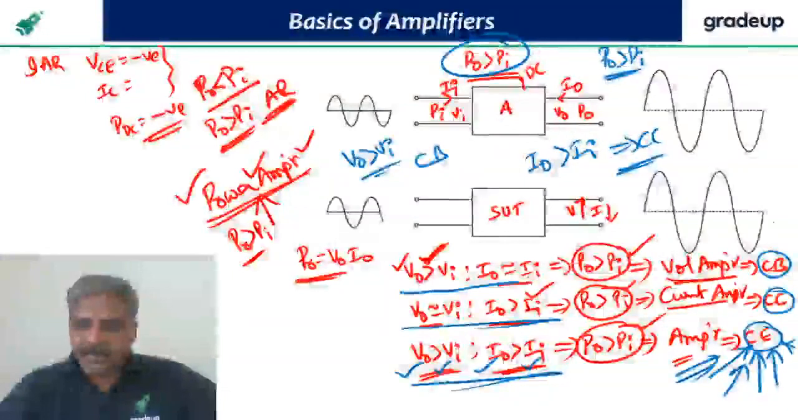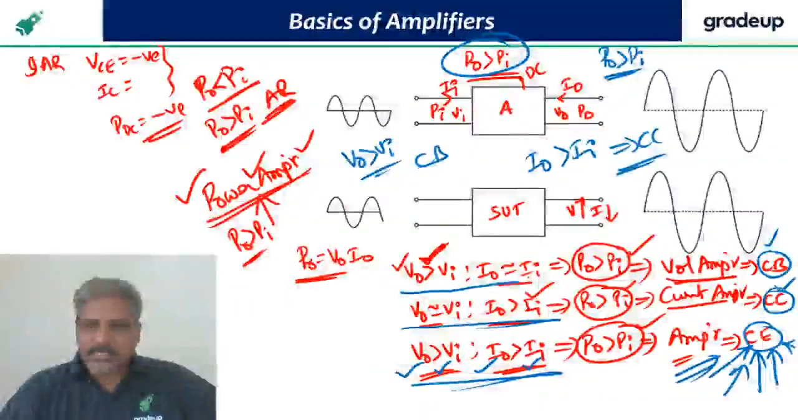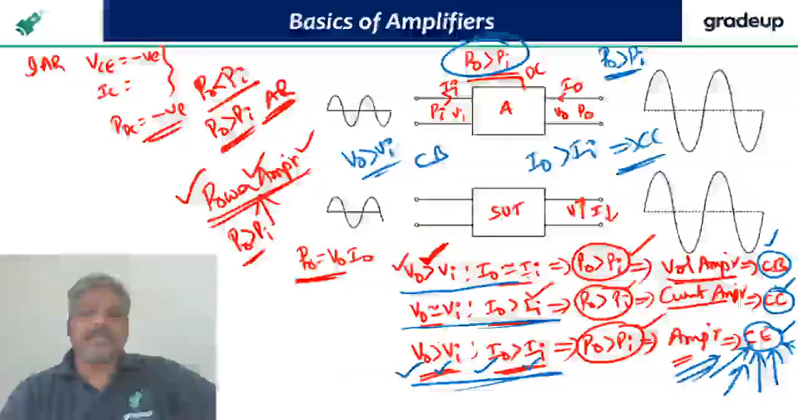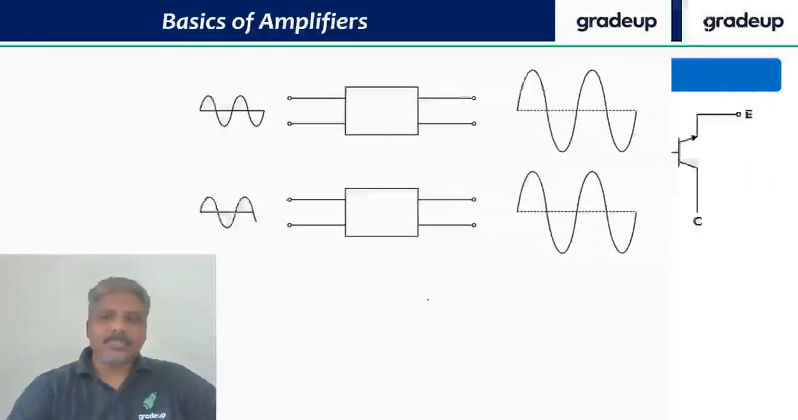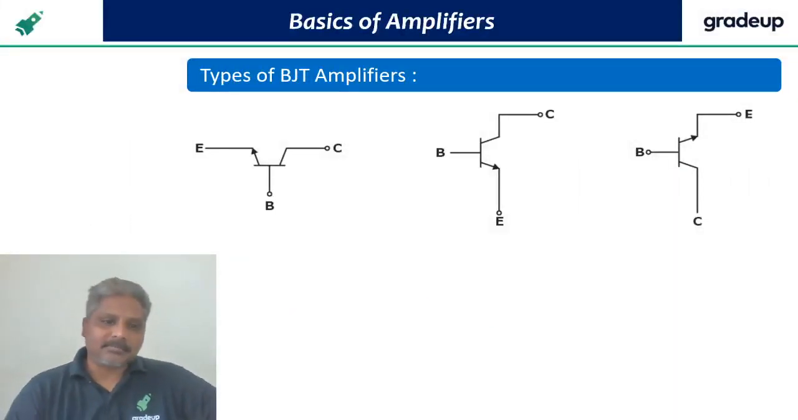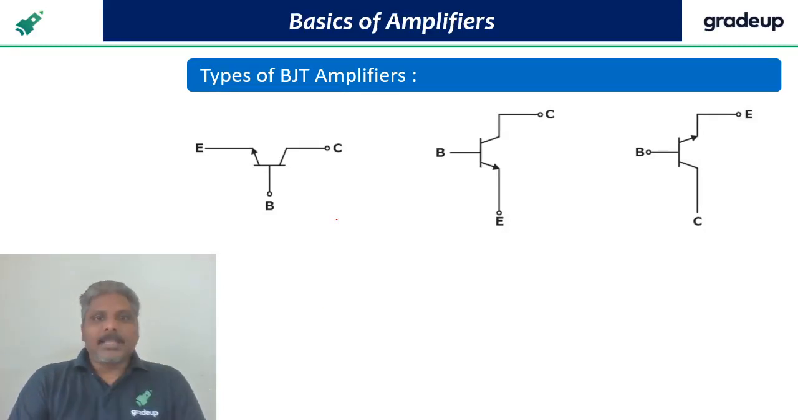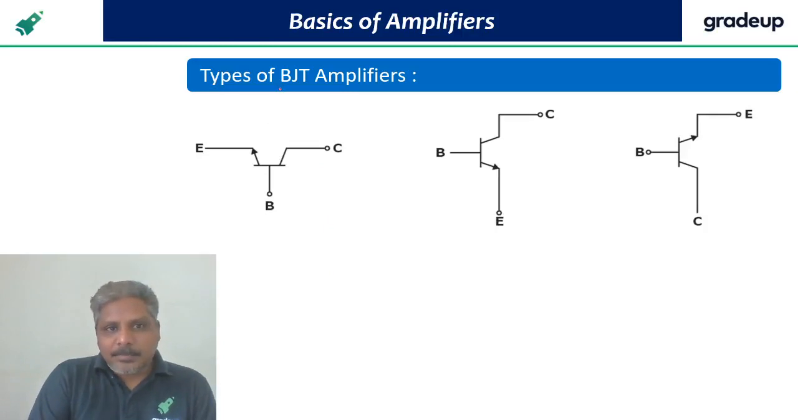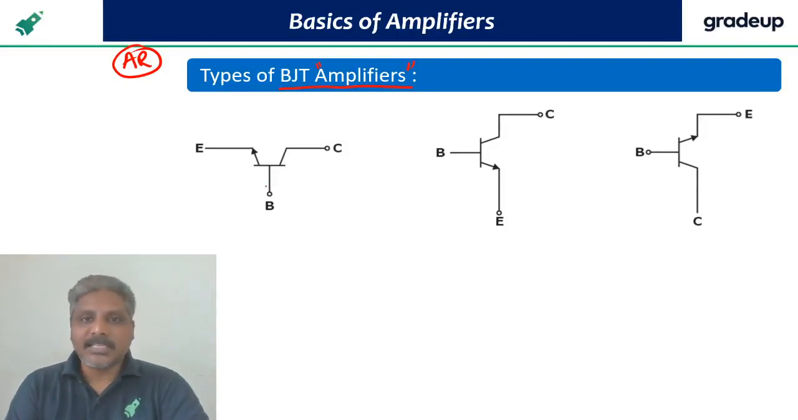Now let's see what is CB, what is CC, what is CE. Let us understand now what they are. Ready? So this is what CE, CB and CC are. See, I'm calling it types of BJT amplifiers. I'm calling it an amplifier. That means the transistor, first requirement, must be in active region. Just now I told you, if it is not in active region, it cannot be an amplifier.